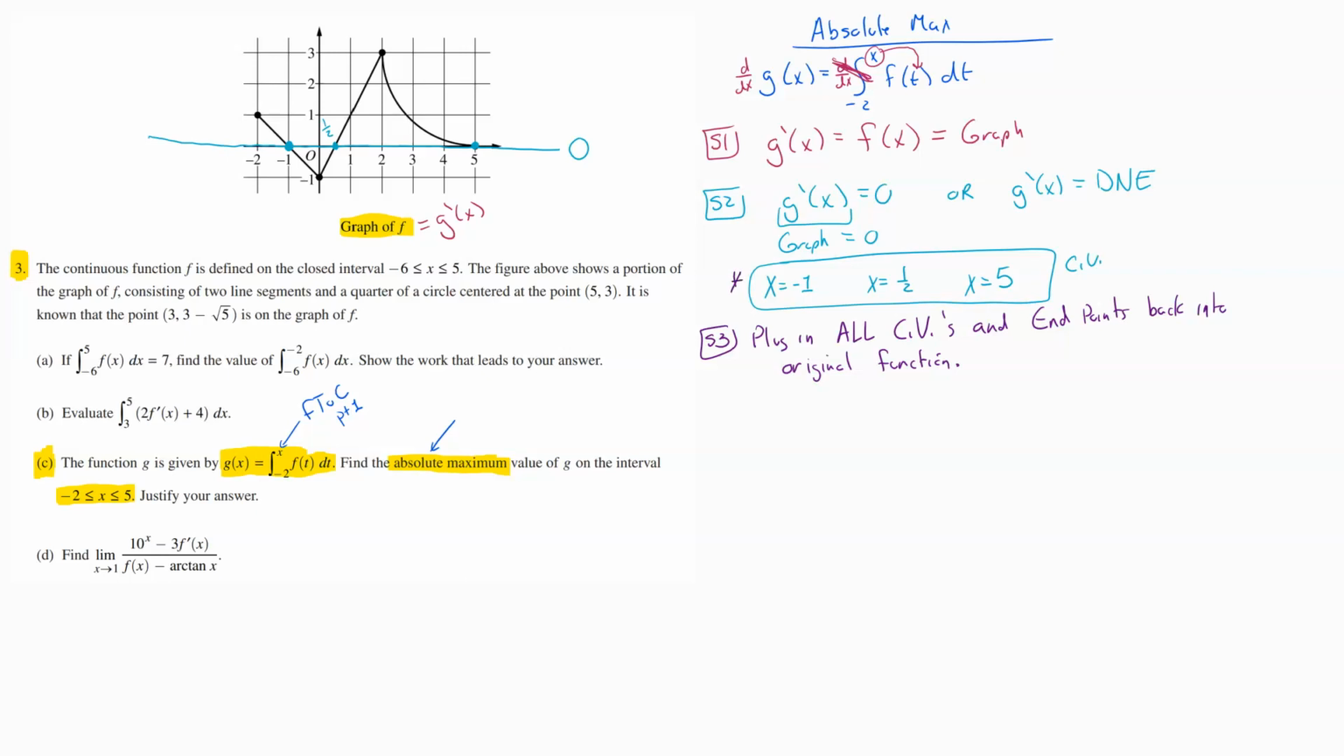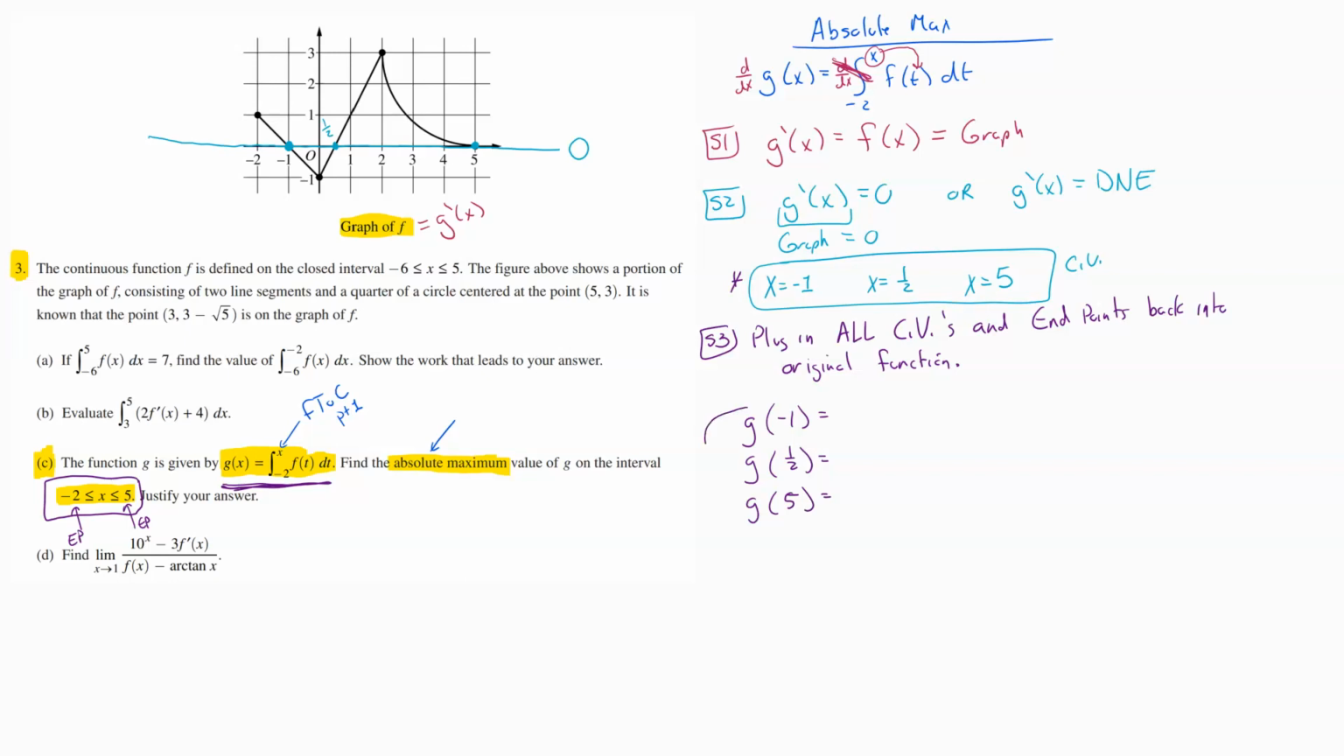So we've got our critical values listed up top here, and then we have our endpoints that come from the interval that they gave us. So we've got an endpoint happening at x equals -2, and we have an endpoint happening at 5, which we already got out as a critical value. So we are plugging these back into the original function here. So we come through and we would say, okay, I want to know what is g of -1 equal? What does g of 1/2 equal? What does g of 5 equal?